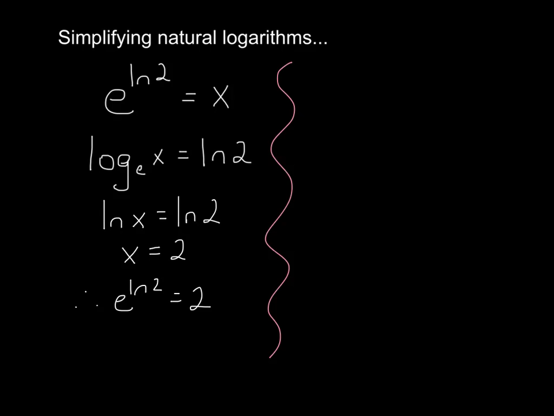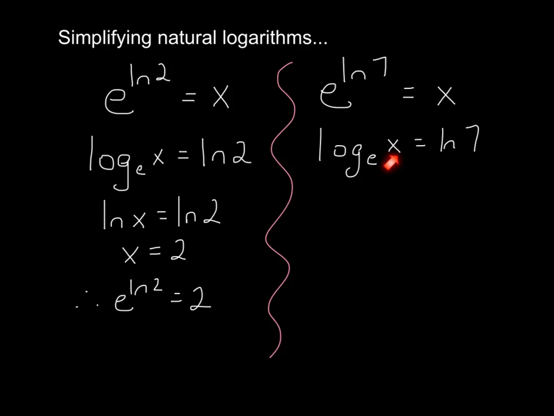Let's look at another example. If we've got e to the ln of 7, we can set that equal to x. We'll write this in log form. Log base e of x equals ln of 7. So this is log form here of this exponential equation. We've got e to the ln of 7 is equal to x. Log base e can be written as the natural log. And here, this means that x must be equal to 7. So e to the ln of 7 is equal to 7.